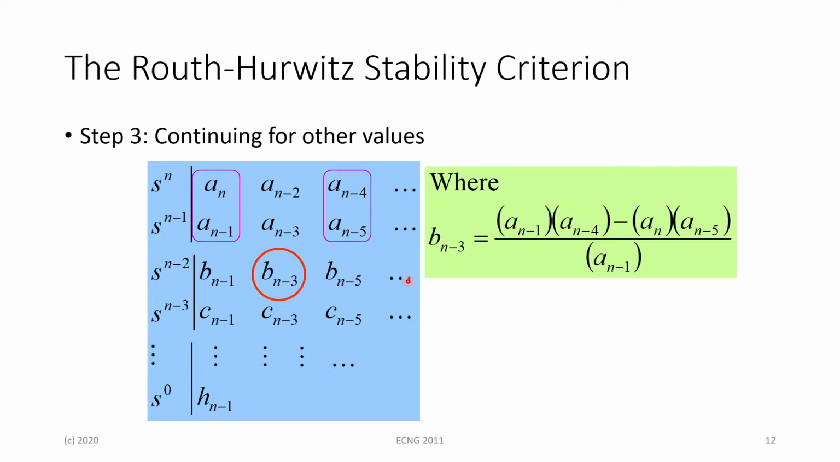So the cross multiplication basically is going to be the same. But we have a to the n minus 1 here multiplying by a to the n minus 4, as we see in our equation. And then we have a to the n here multiplying by a to the n minus 5. And we still divide by our start point here accordingly.